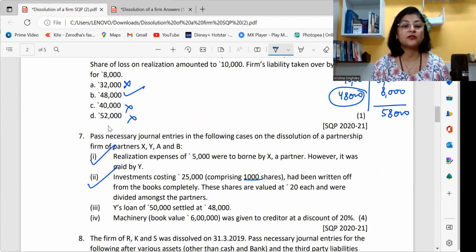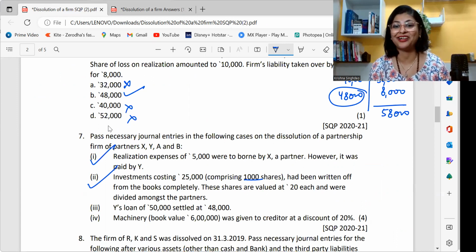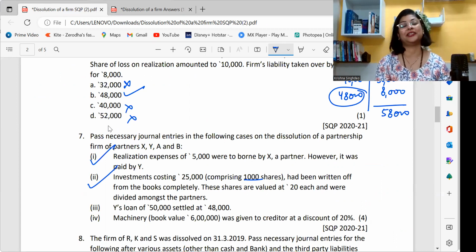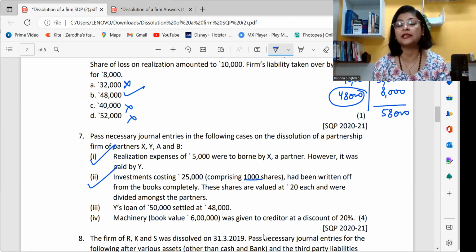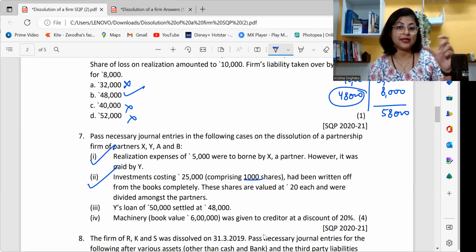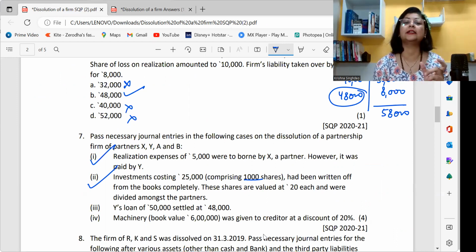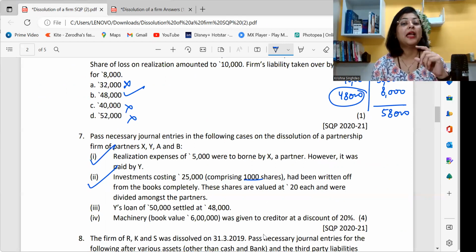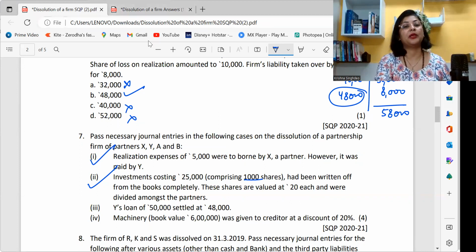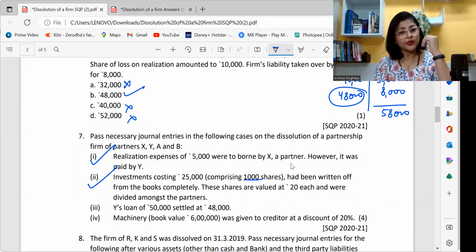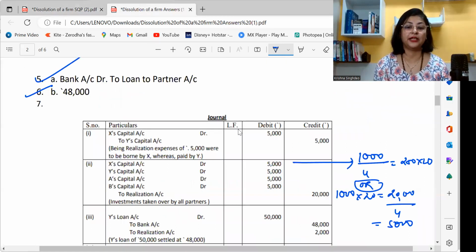Third one, Y's loan of 50,000 settled at 48,000. We had done this kind of question in the previous video also, where the firm has to pay the loan to partner, and this is settled for the lesser amount. Whenever the loan is settled for the lesser amount, the remaining amount, the balancing figure, is considered to be a profit for firm, and it is transferred to realization account. And the entry is going to be partner's loan account debit to bank and to realization account. The difference is transferred to realization account.